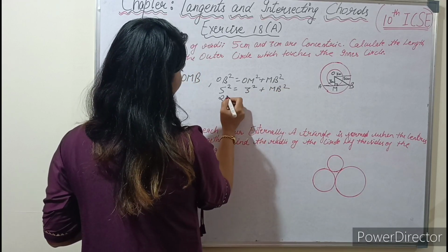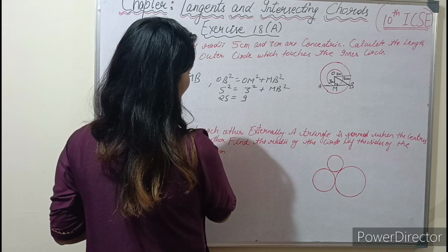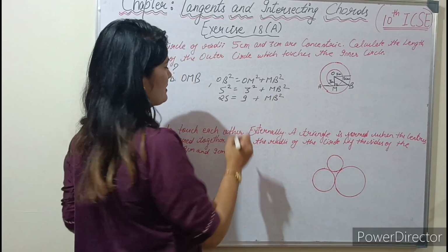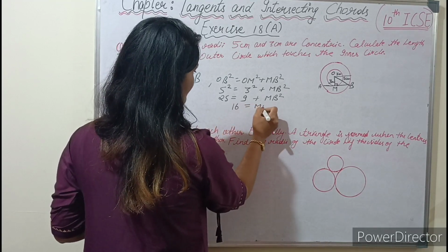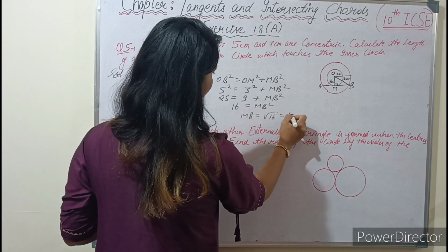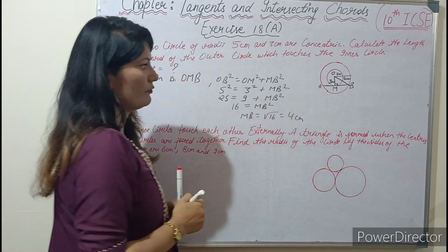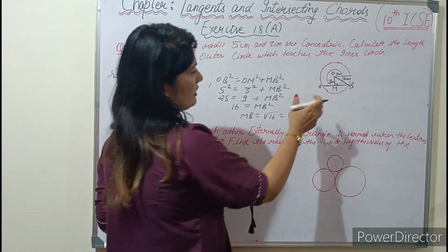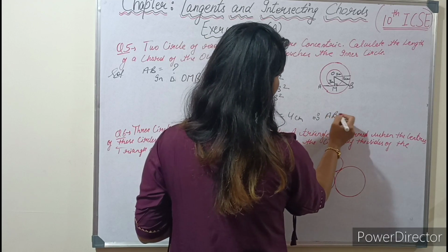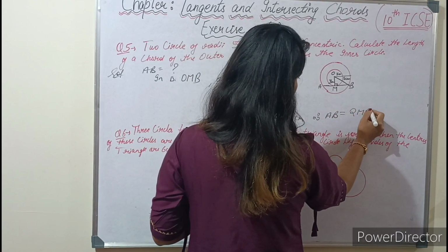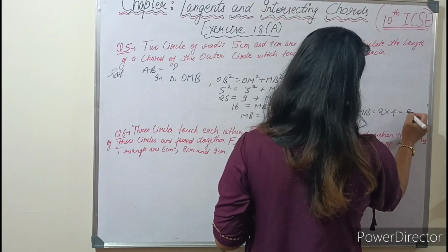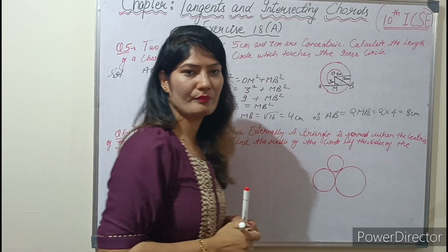Now 5 square is 25 is equals to 9 plus MB square. So 25 minus 9 is 16. So the value of MB is square root of 16, that is 4 cm. But here you have to find the length of the chord. So in this case the chord is AB. So therefore AB is equals to twice of MB. So the length of the chord will be 8 cm. And this is the answer.